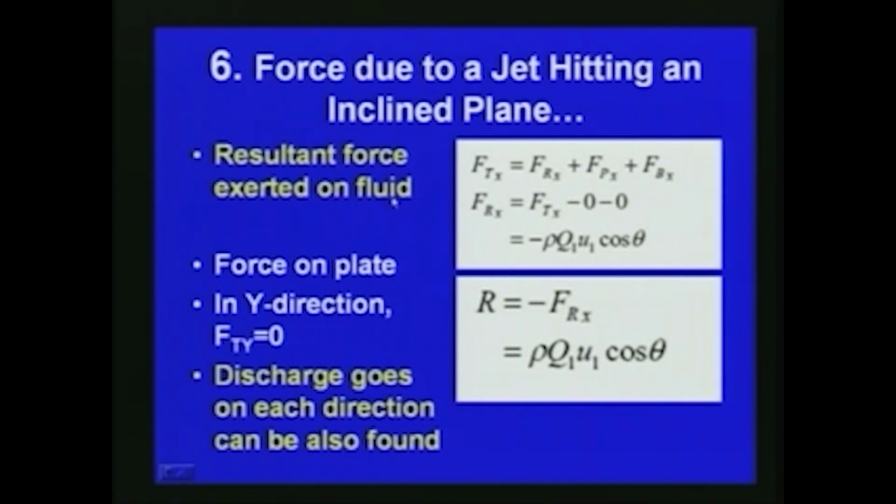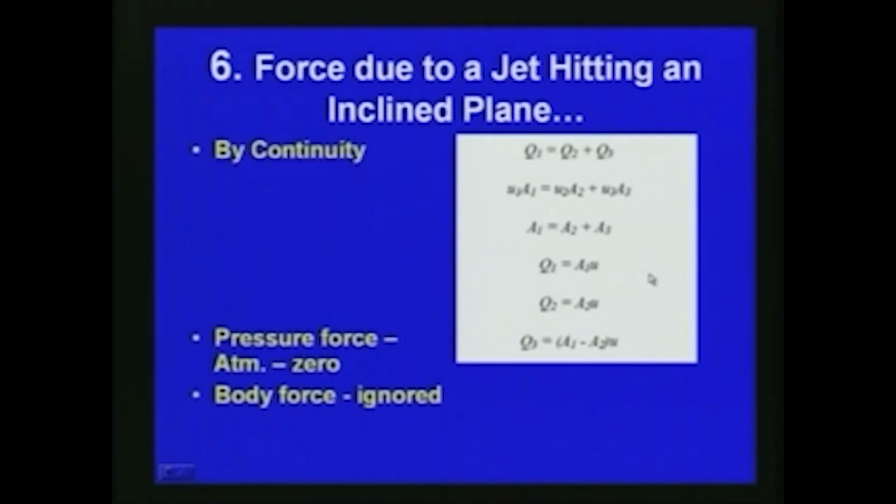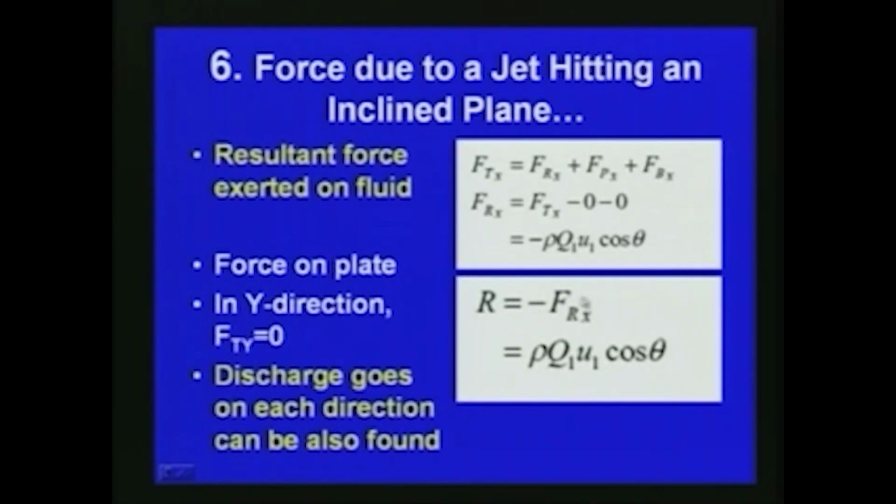So, in the x direction Frx is equal to minus rho Q1 U1 cos theta. This is the resultant force exerted on the fluid, and in the y direction Fty is equal to 0 in this particular case. So, finally, the resultant force R is equal to minus Frx, which is the reaction, that is, the force exerted by the plate with respect to the jet. The reaction force, R, is in the opposite direction, minus Frx, that is equal to rho Q1 U1 cos theta. So, this gives the reaction force in the opposite direction.